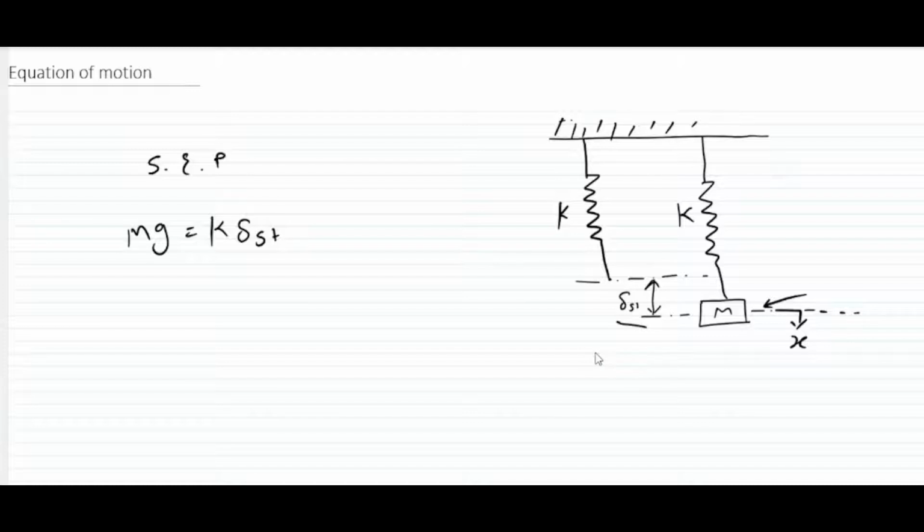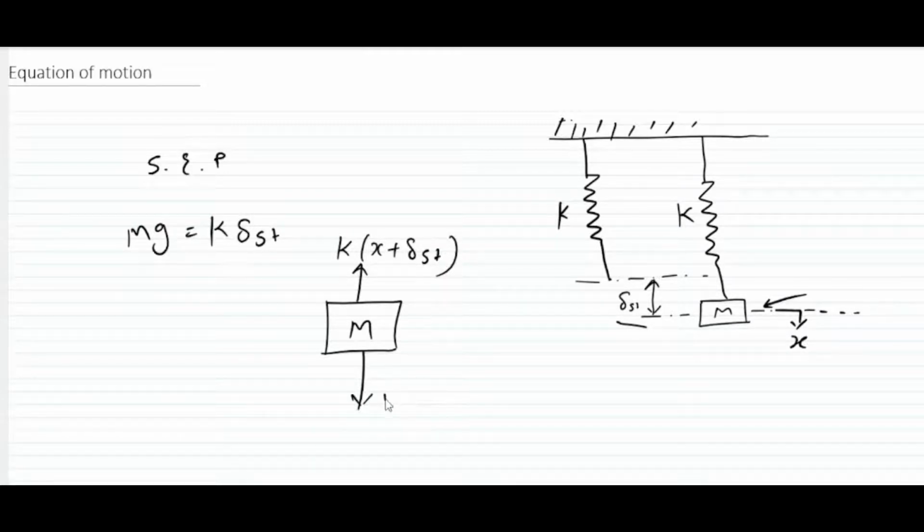And to derive the equation of motion, first we have to draw the free body diagram for this spring mass system. So the mass m. The force produced in the spring is k times x plus delta st, and the downward force is mg, and we are measuring this from the static equilibrium position. I'm considering downward as x positive, so x double dot.